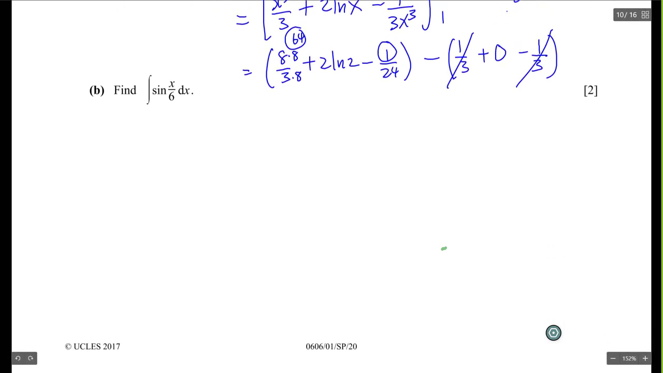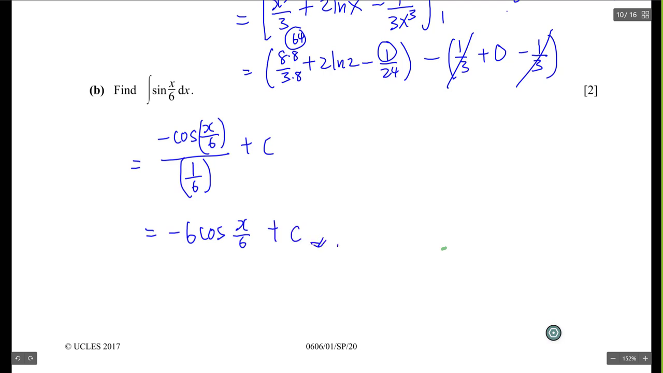Right, so for part B, we integrate sine. Integrating sine gives us negative cos, alright? So it'll be negative cos x over 6. This is a bit complicated because you still need to divide by a value. You need to differentiate x over 6, which gives you 1 over 6. So you need to write it at the bottom and then plus c. So dividing by 1 over 6 will give us negative 6 cos x over 6 plus c. You must be very careful about the 1 over 6.